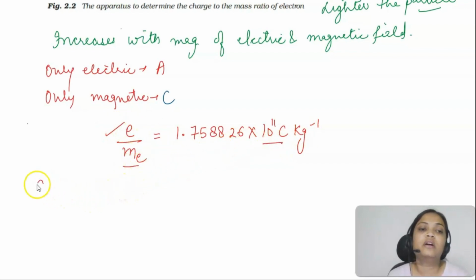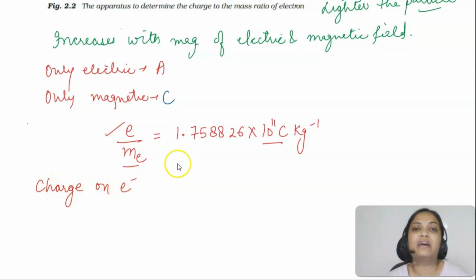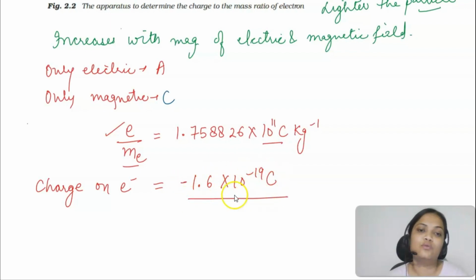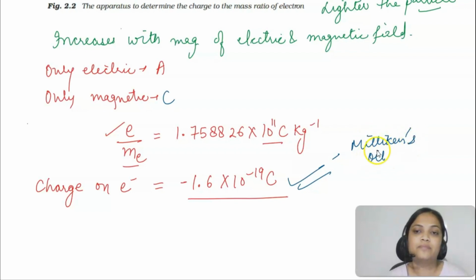Now students, the charge on electron was determined by Millikan's oil drop experiment. By Millikan's oil drop experiment, the charge on an electron was found to be minus 1.6 into 10 to the power minus 19 coulomb. So this is the magnitude; the minus sign is because electrons are negatively charged particles. By using this charge on electron, we can find out the mass, right?